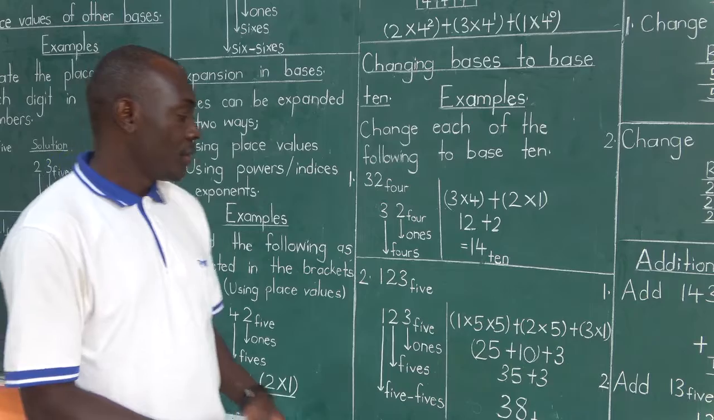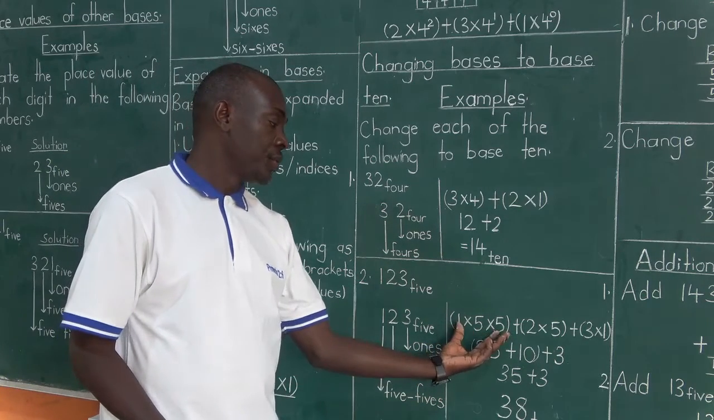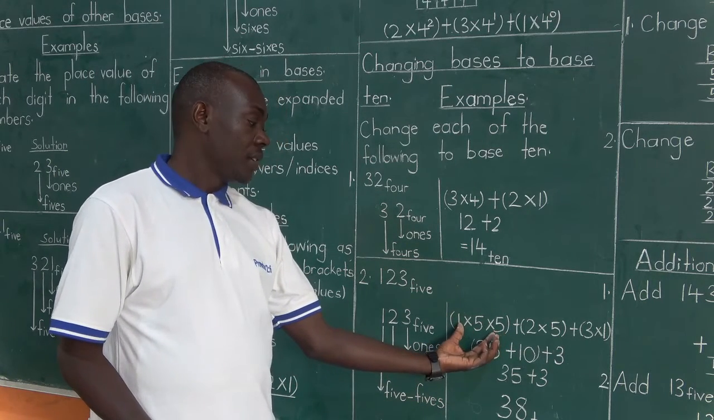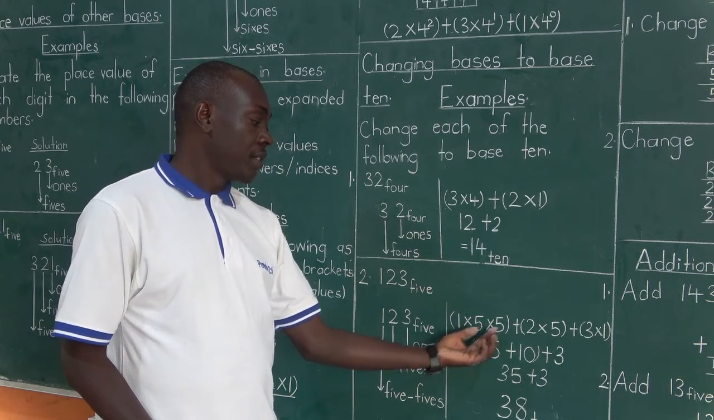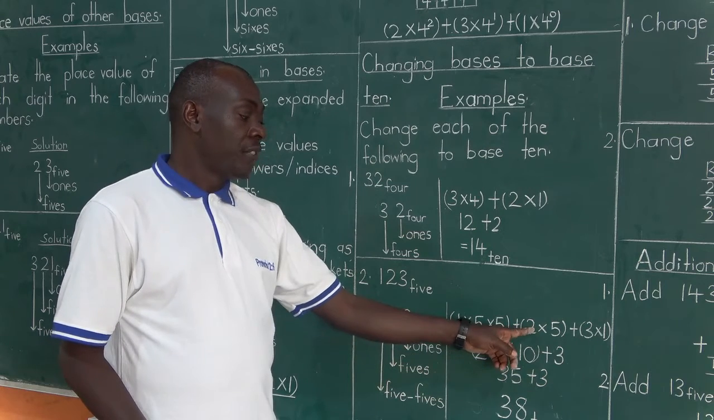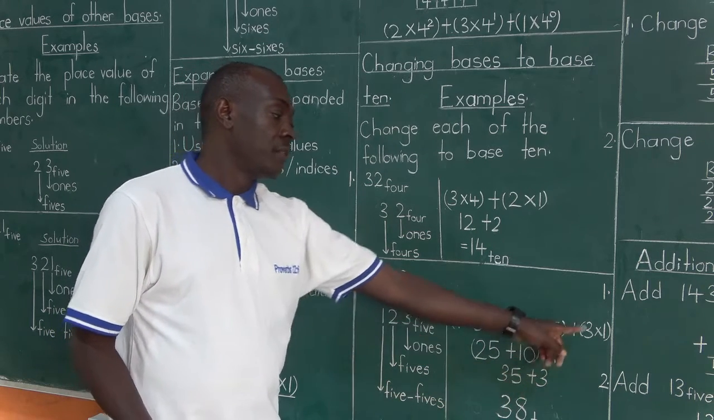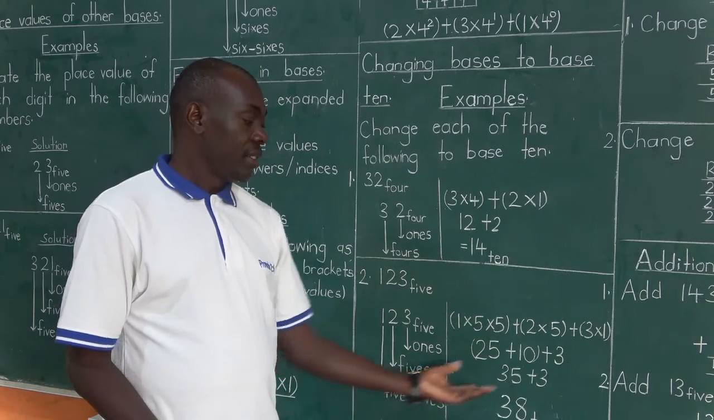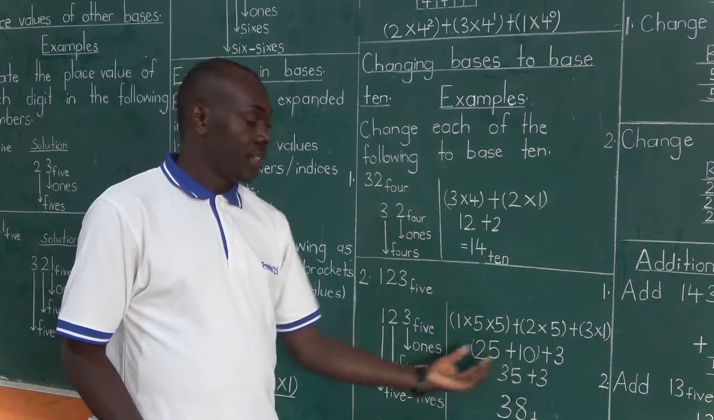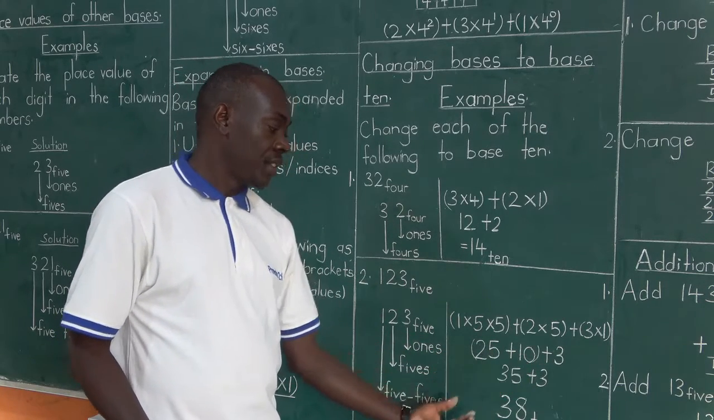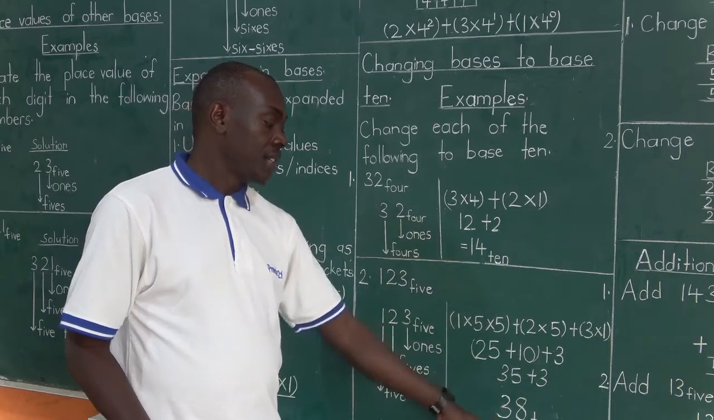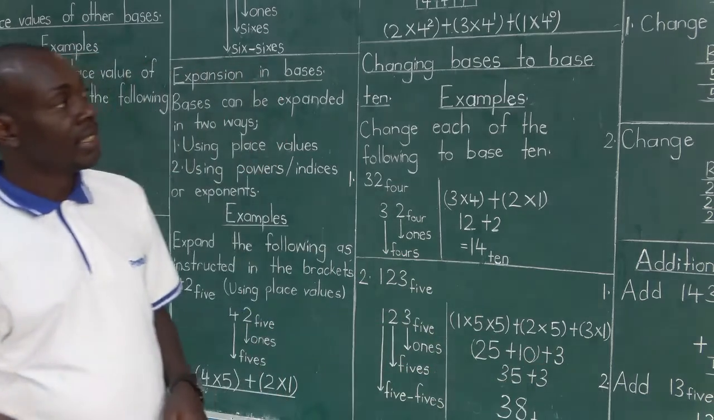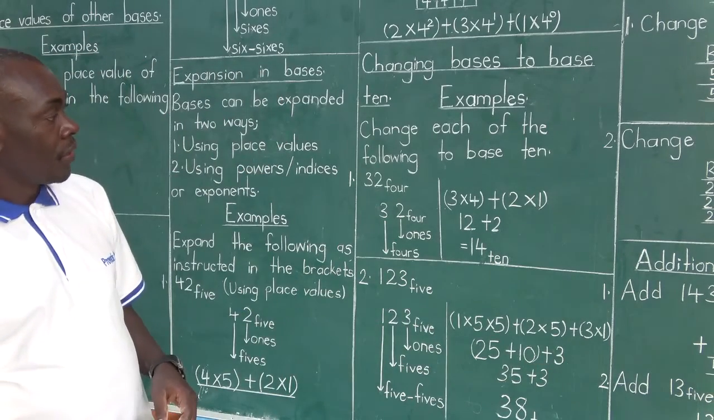So we evaluate to get the value of those in brackets now. The value of 1 times 5 times 5 is 25. The value of 2 times 5 is 10. And the value of 3 times 1 is 3. And then evaluate the addition, where 25 plus 10 is 35, and then plus 3 gets 38 base 10. And that's how we find it.